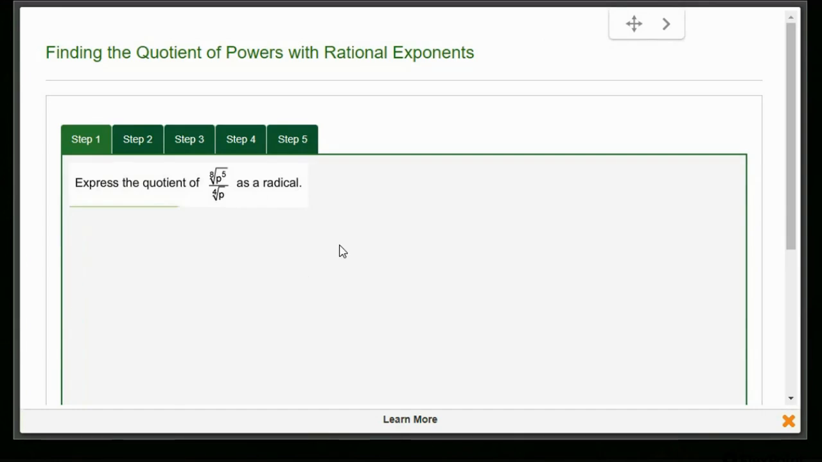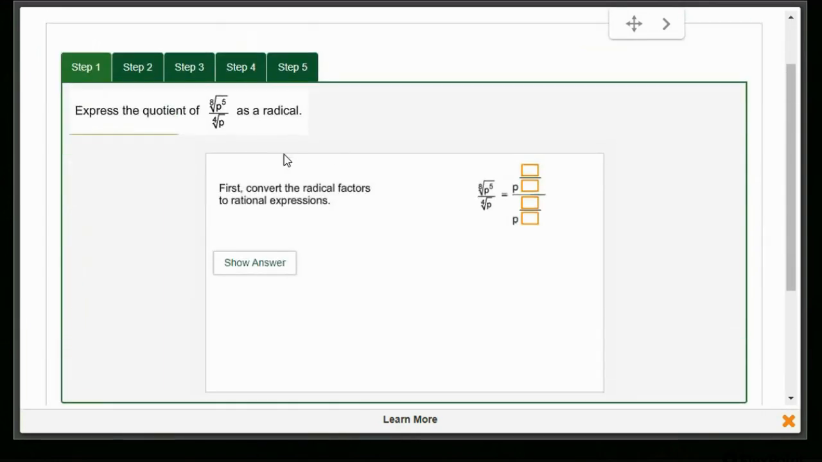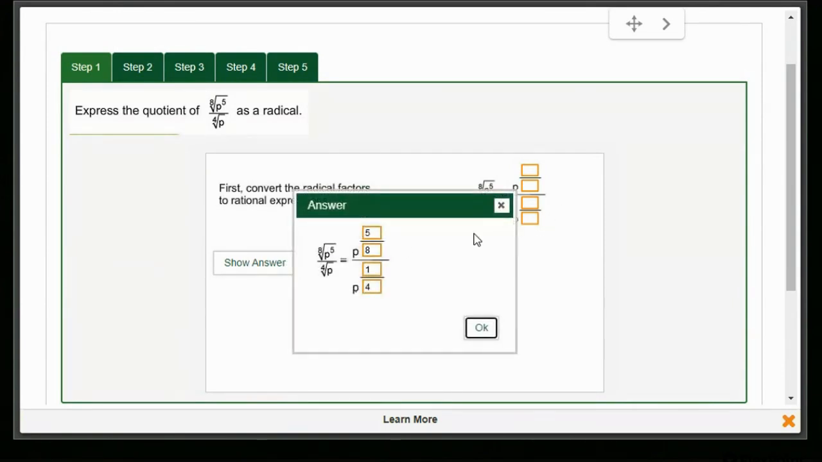All right, here's another example on finding the quotient of this and giving it as a radical. First thing you have to do is convert those to exponents. We don't have any radical rules. We've only got exponent rules and fractions. So convert those to rational exponents. The 8th root of p to the 5th would be p to the 5/8. The 4th root of p is p to the 1/4.